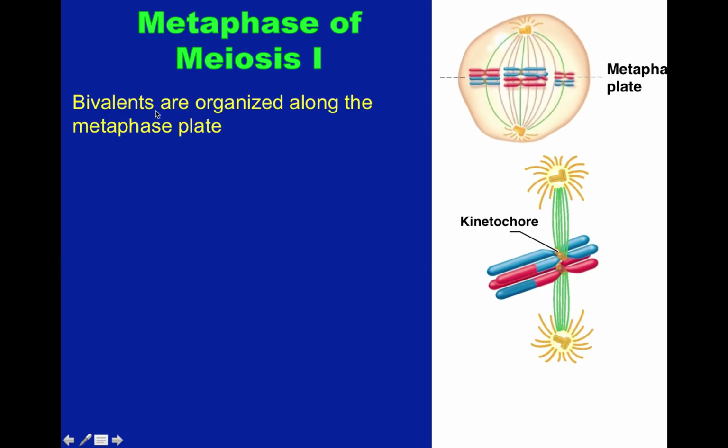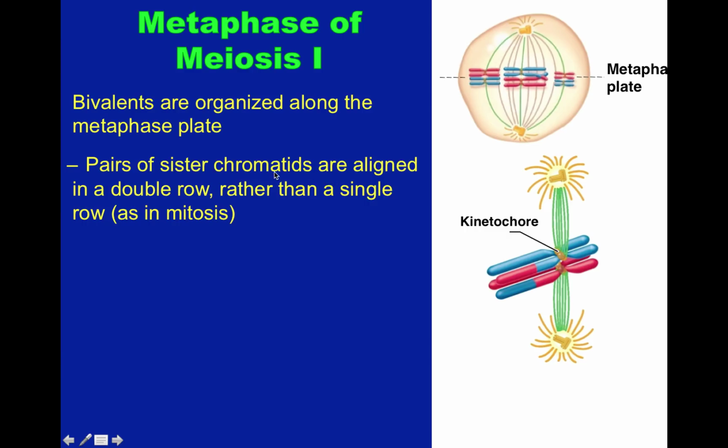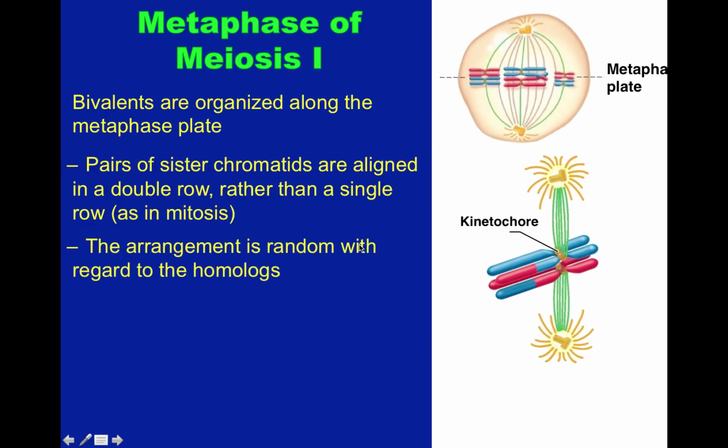The bivalents are organized along the metaphase plate. Here they are, opposite each other. The pairs of sister chromatids are aligned in a double row rather than a single row, as in mitosis. The arrangement is random with regard to the homologue.